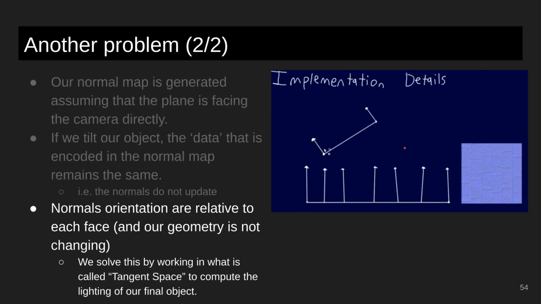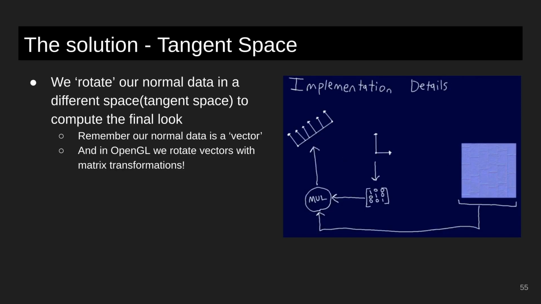So the normal orientation is again relative to each face, and our geometry is not changing. So we're going to solve this problem. We need to do one more step by computing what's called the tangent space to compute the lighting of our final object. Okay, so tangent space is yet another space, right? We introduce more abstraction and spaces to help us render our scenes properly.